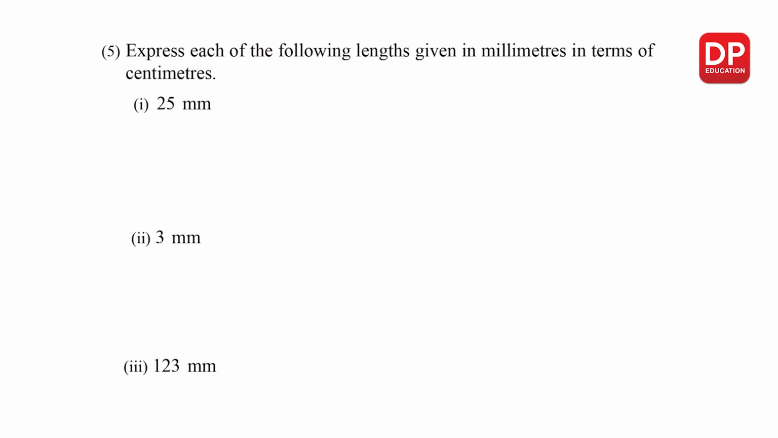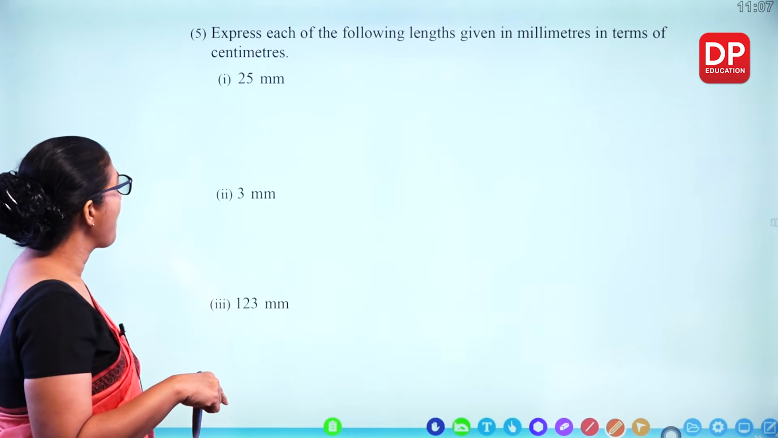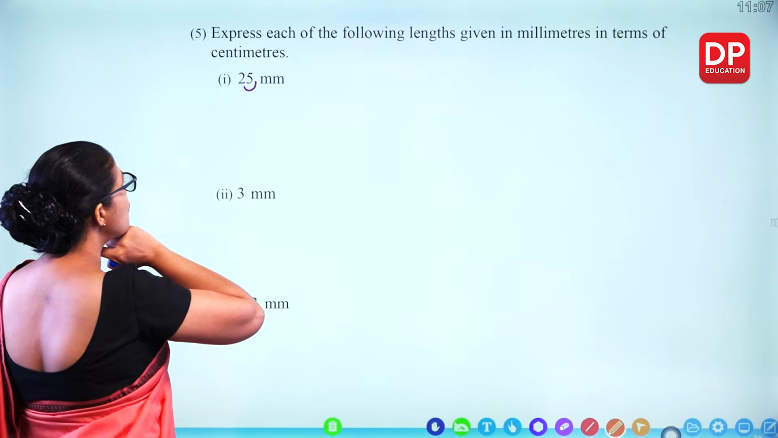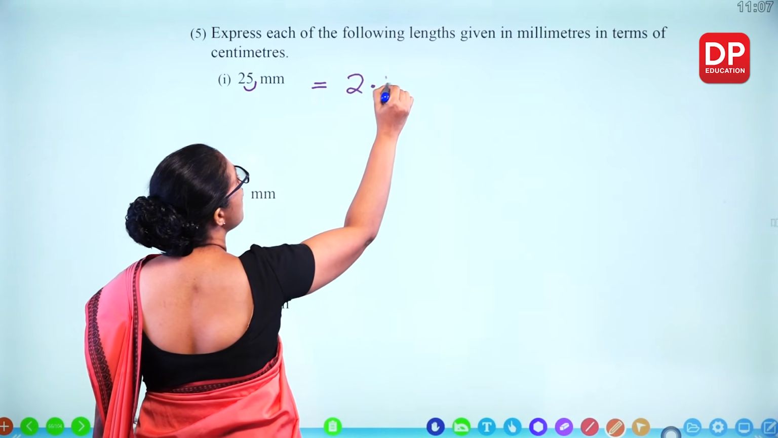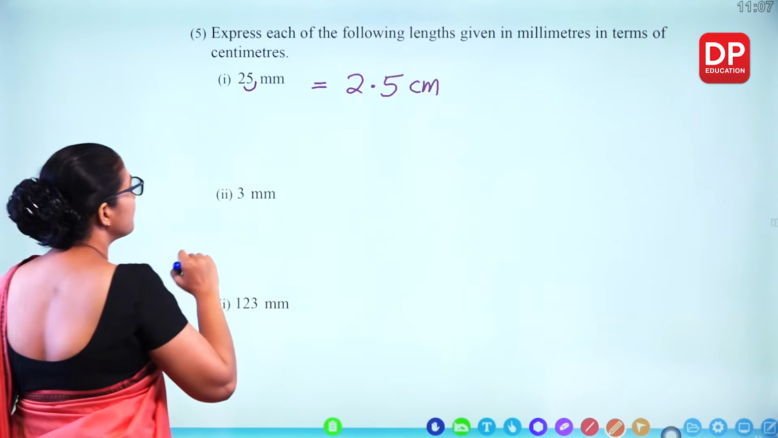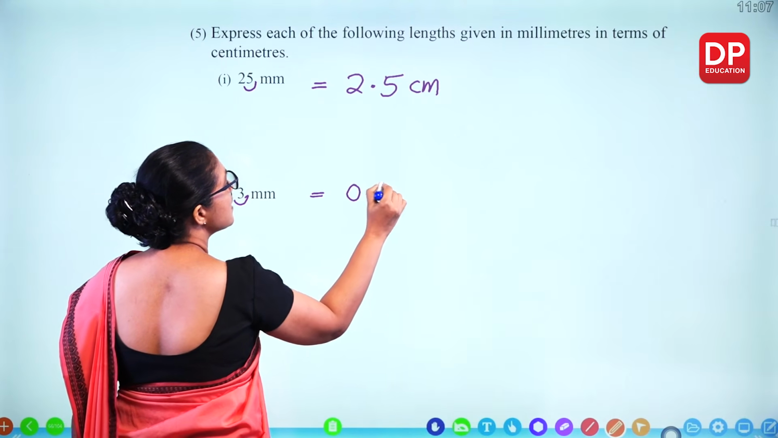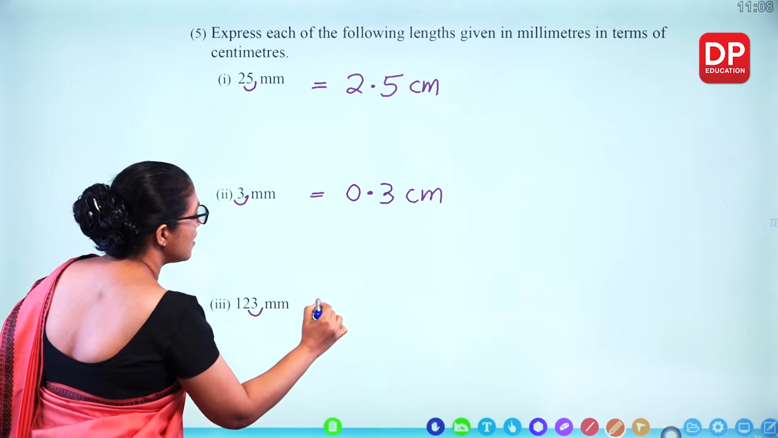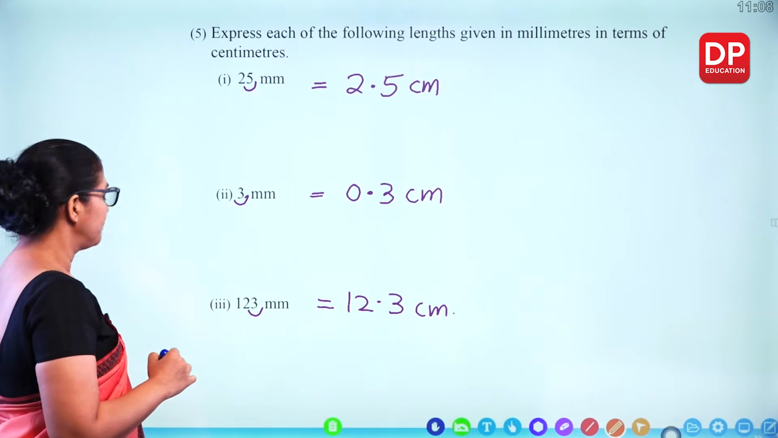Express each of the following lengths given in millimeters in terms of centimeters. So what you do? You divide by 10. When you divide by 10, the decimal place moves to the left by 1 unit. So you get 2.5 centimeters. 3 millimeters here, 1 place to the left, 0.3 centimeters. Here 1 place, you get 12.3 centimeters.